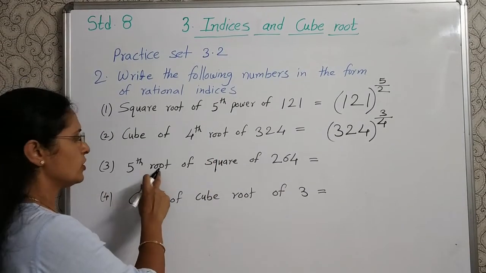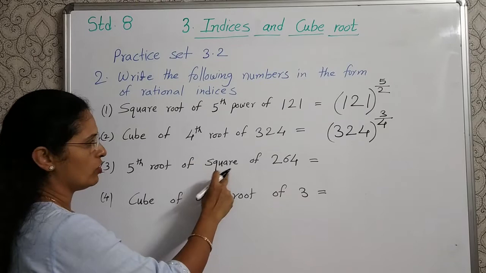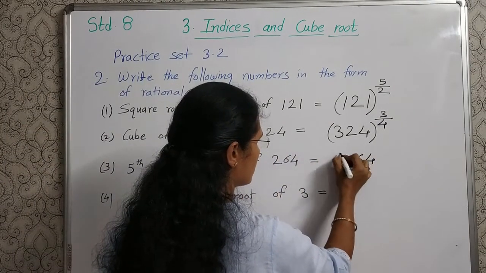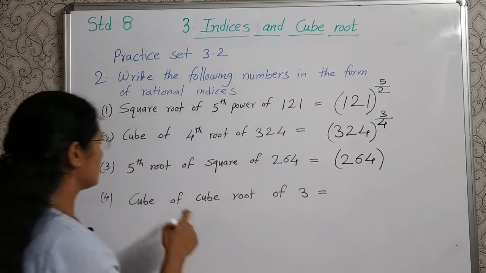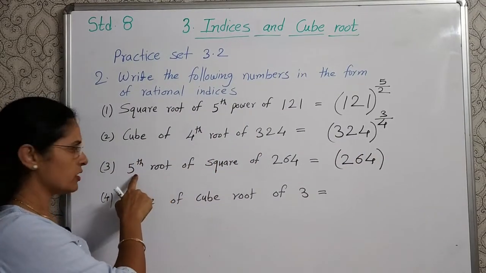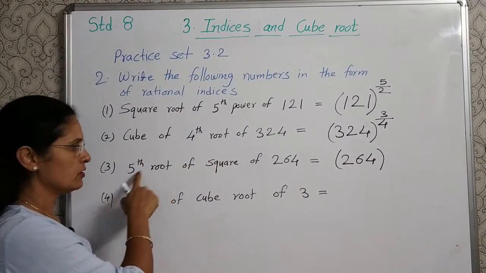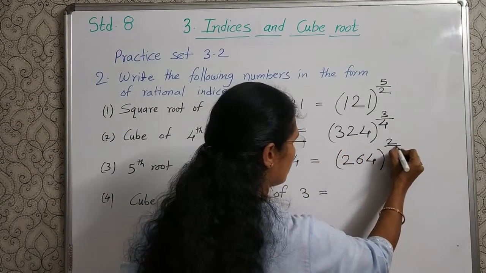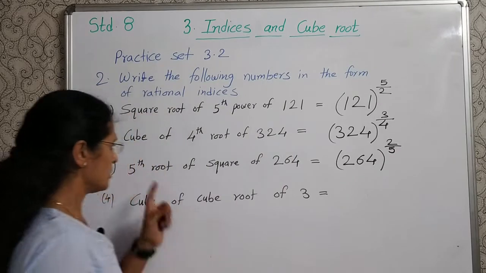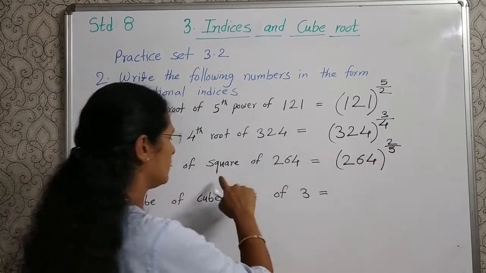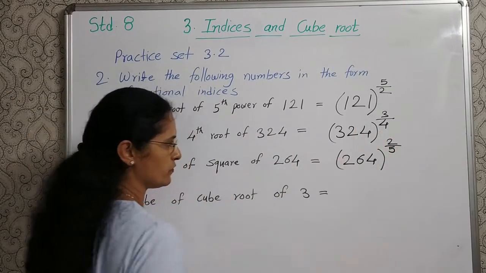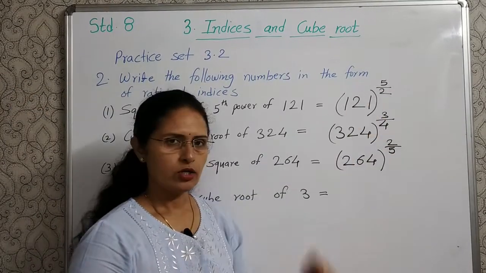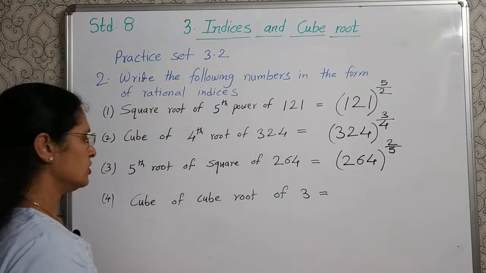Next, 5th root of square of 264. So base 264. Next, 5th root. So this is in the denominator and square. So 2 in the numerator. So 2 by 5. So this is 5th root of square of 264. So whatever root is given, that will be in the denominator and power in the numerator.